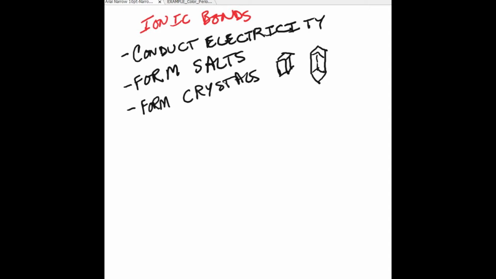Anyway, so they can form different types of crystals because of the way that the atoms bond together. I'm sorry, they always form with a metal plus a non-metal.